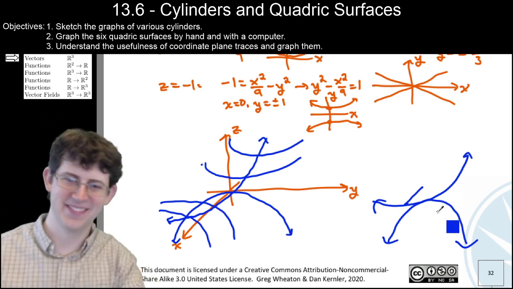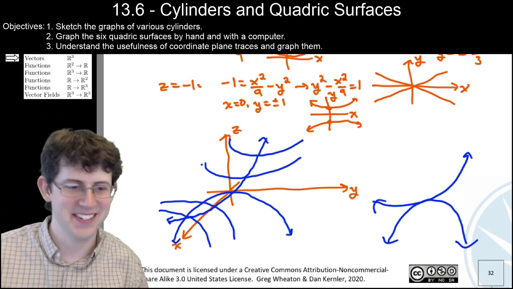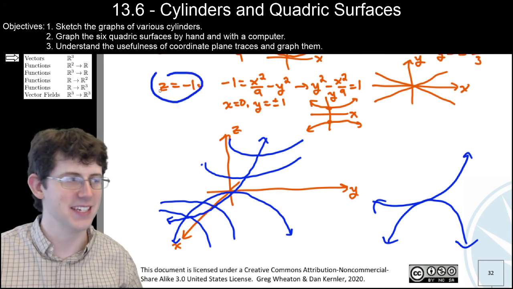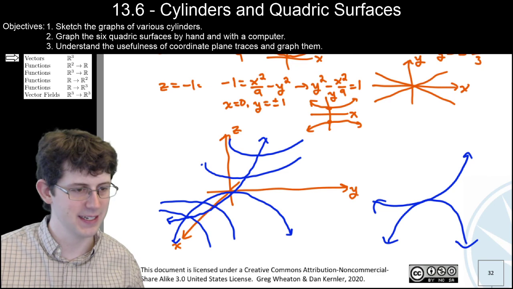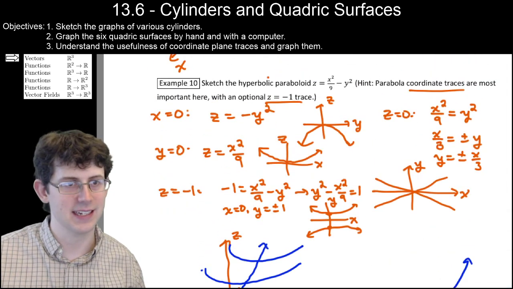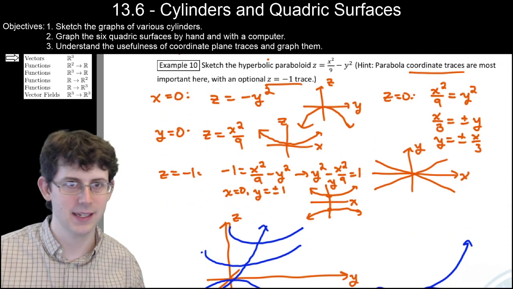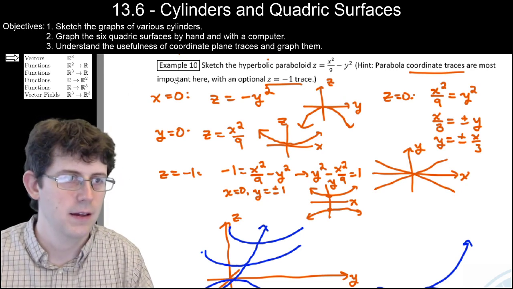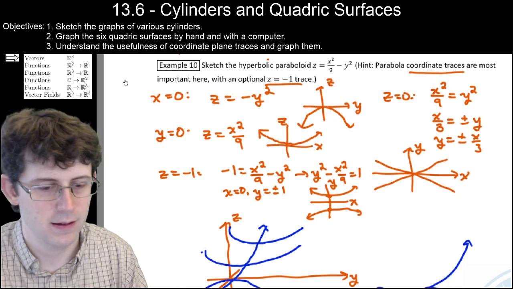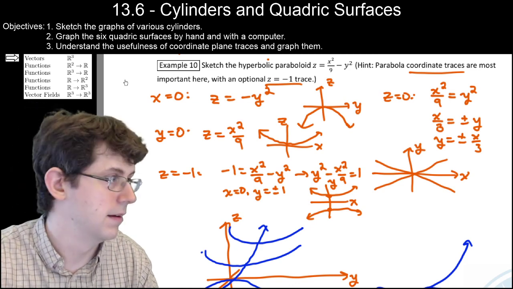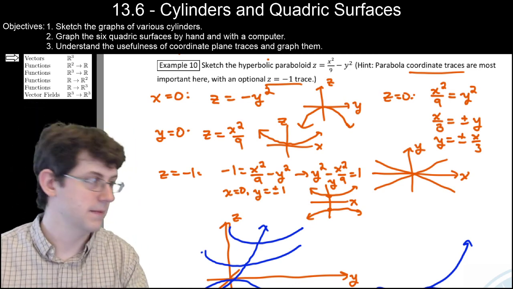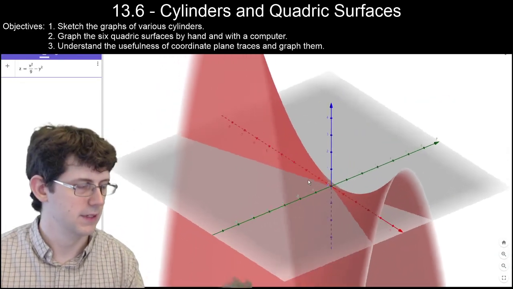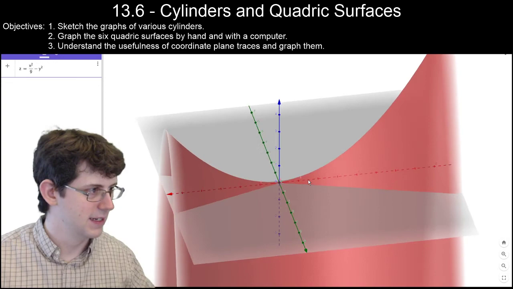Let's see what the computer does. I guess you're seeing what level of competence you're expected to have when drawing this. The main thing is the strategy of plugging stuff in and see what happens. So let's get this saddle point here. Z equals x²/9 minus y². And here's our saddle to sit on.